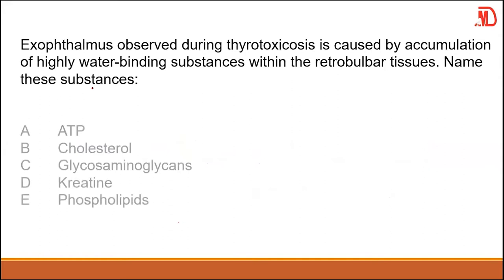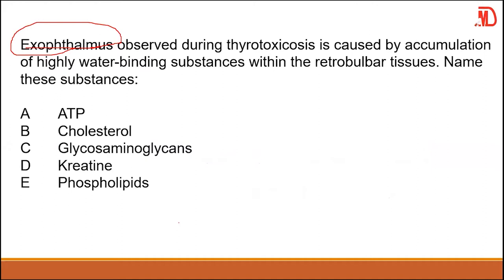Exophthalmos. That's the bulging of the eye anteriorly out of the orbit. Normally, who can tell me one of the causes, what hormone can lead to exophthalmos? Thyroxine. So we have thyrotoxicosis. It can lead to what? Exophthalmos. Again, we've talked about some of these things, so it's nothing new.